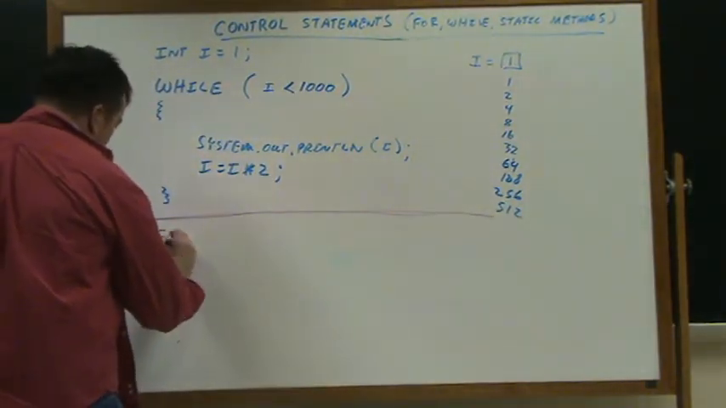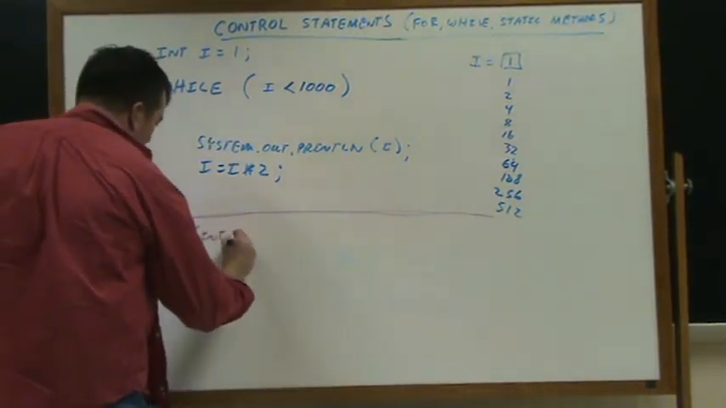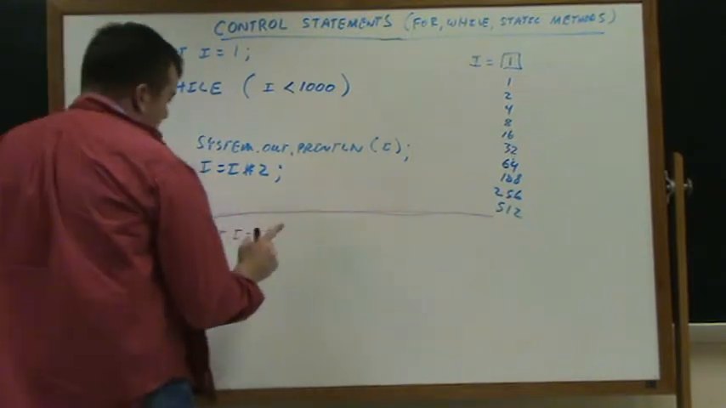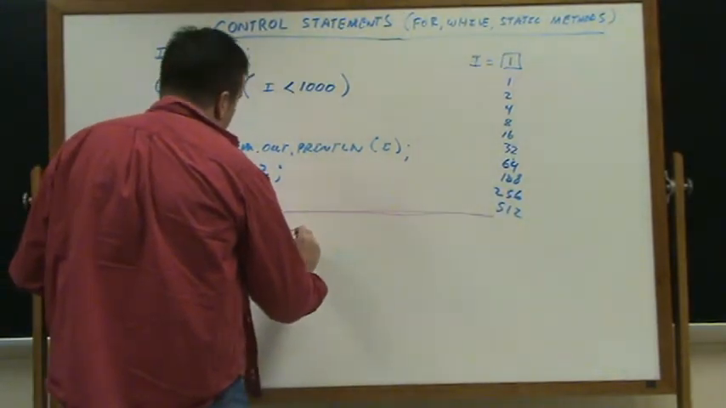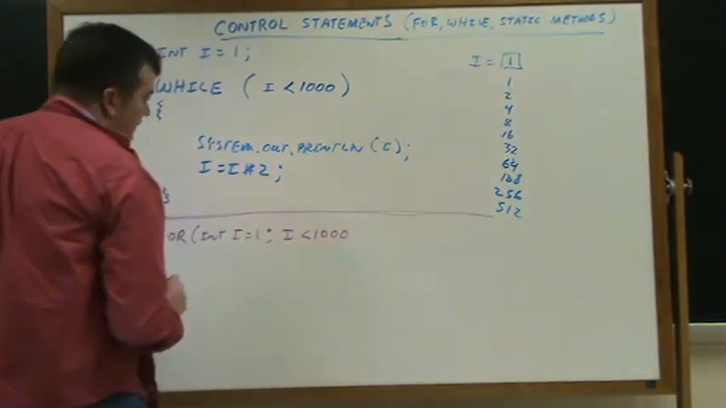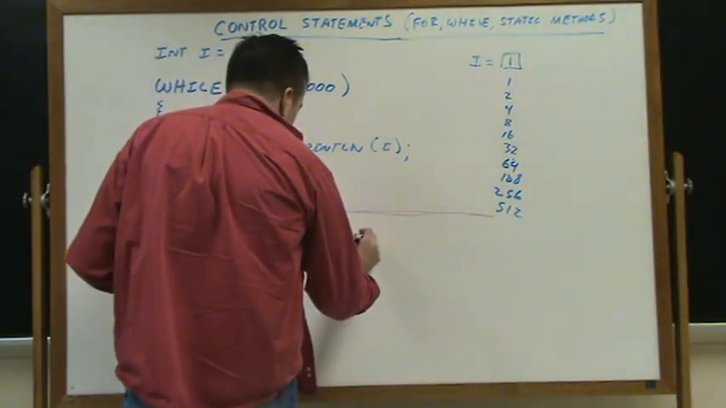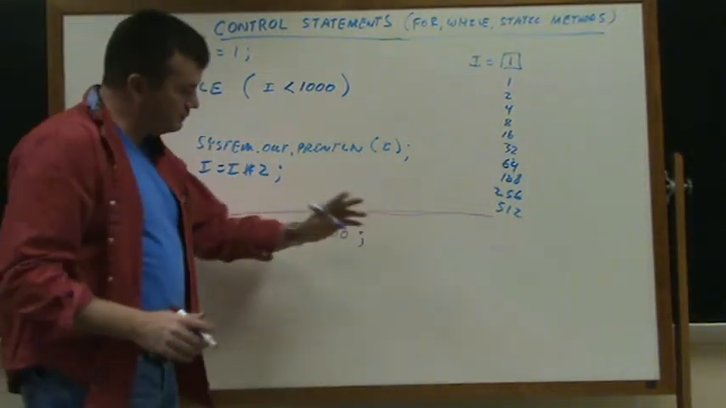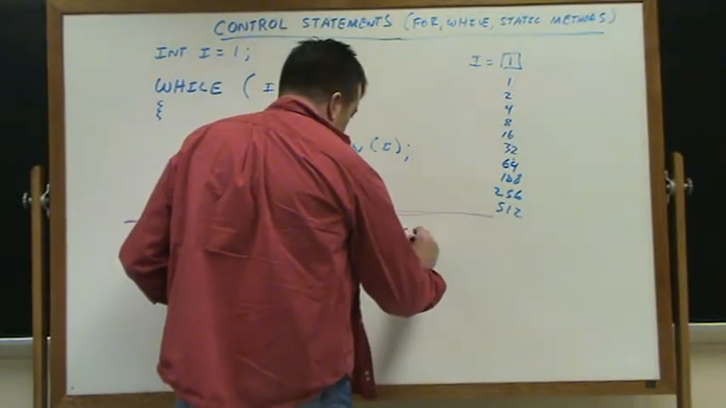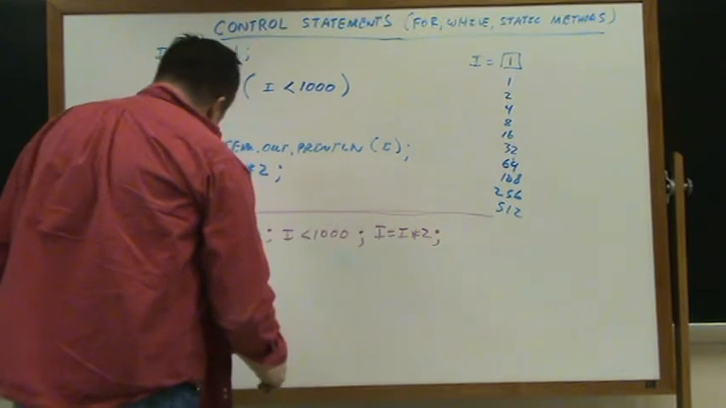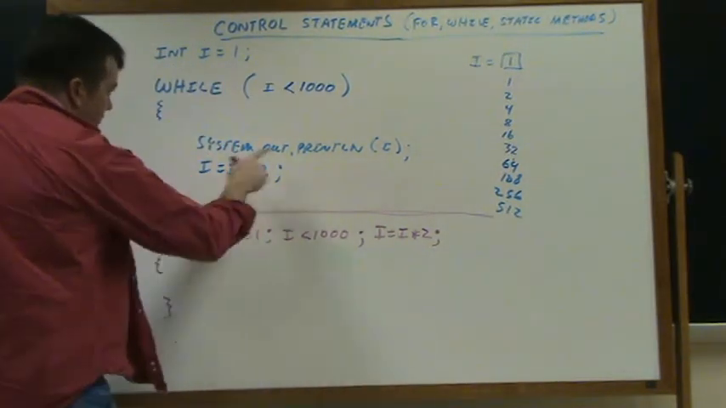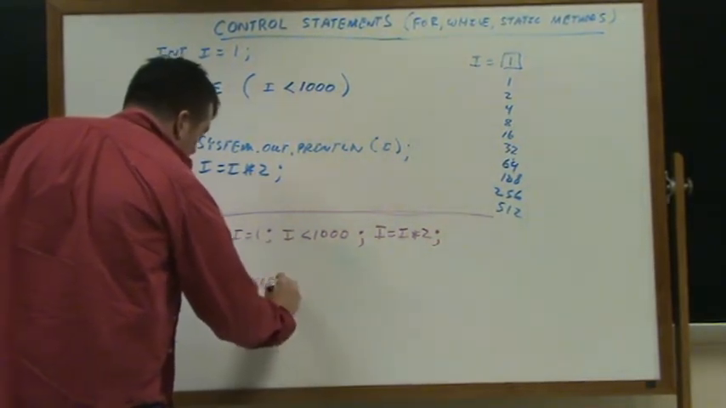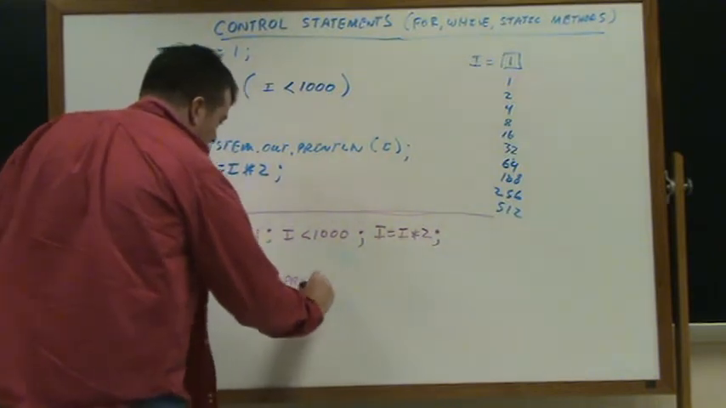We could say for int I equals 1. The condition that we're checking is still I less than 1,000. And each time we do this, we want to take I equals I times 2. So it doesn't have to always be I equals I plus 1. It could be I equals I times 2. And then the body would be just print this out. That's what System.out.println does.